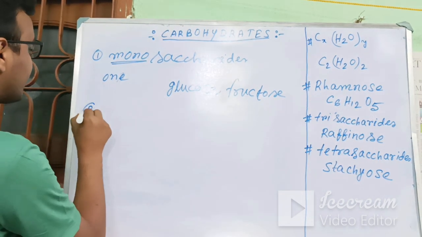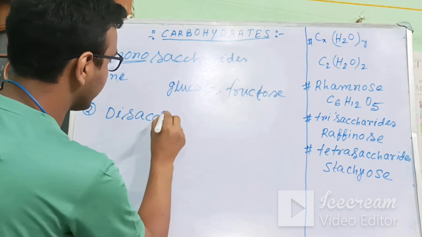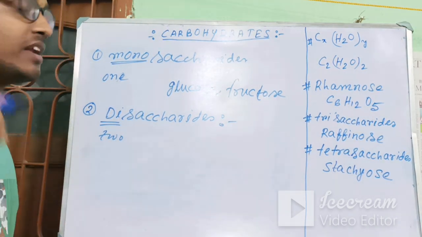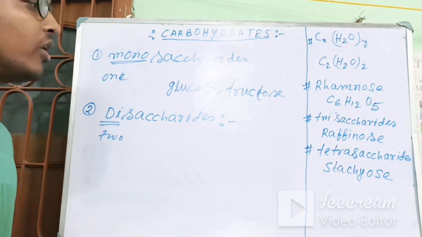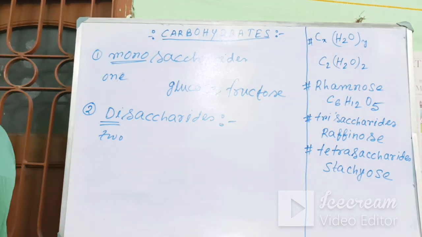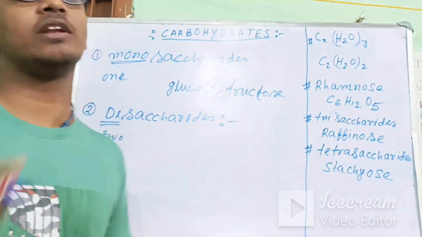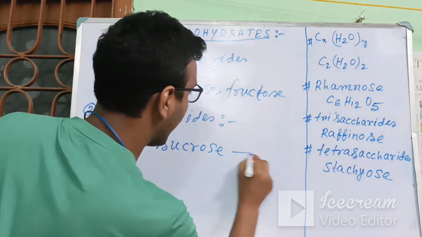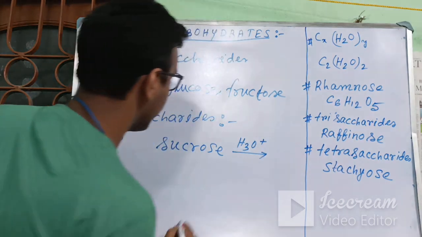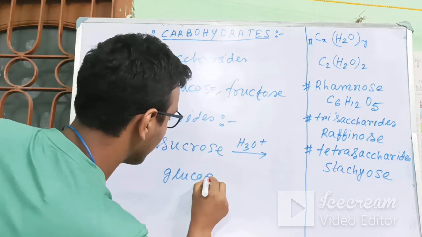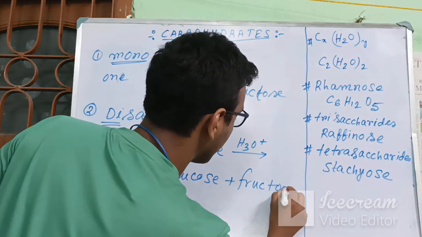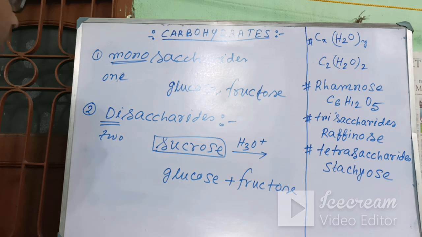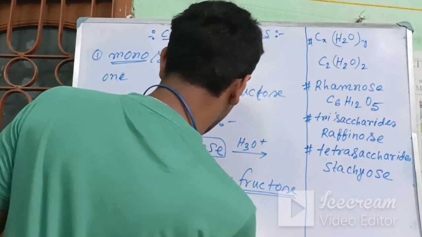The second class is the disaccharides. Di means two, so a disaccharide is a class of carbohydrate compound which on hydrolysis gives two monosaccharide units. These two monosaccharide units may be the same or different. For example, sucrose on hydrolysis gives glucose plus fructose. So sucrose is a very good example of a disaccharide, because from hydrolysis we get two monosaccharide units.